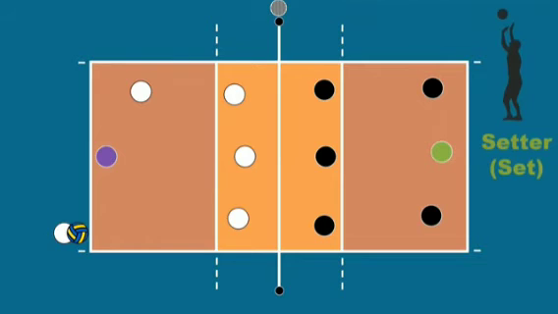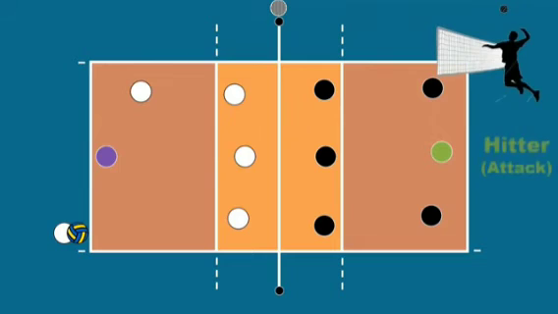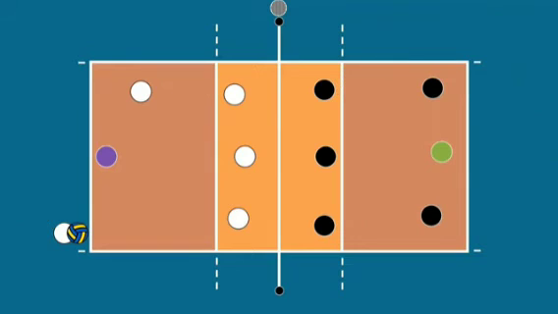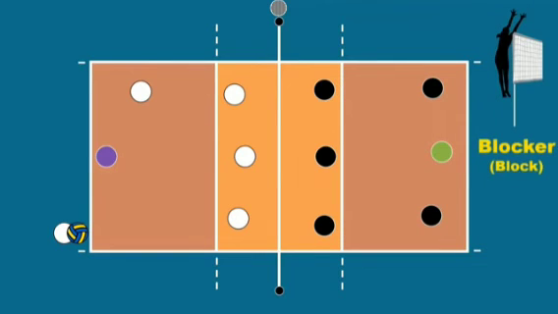Then there's a setter who sets the ball. So typically you would have 1 or sometimes maybe 2 setters. And then you have the hitters. So typically there are 3 hitters in the team. And then there's a blocker. So there's mostly 1 blocker on the team. The job of the blocker is to stand close to the net and block the shots.